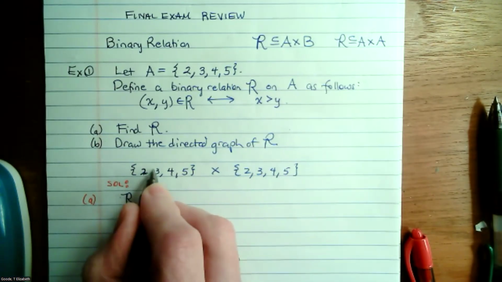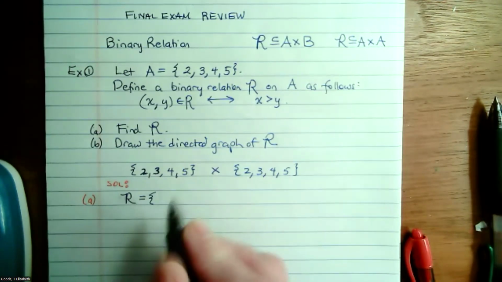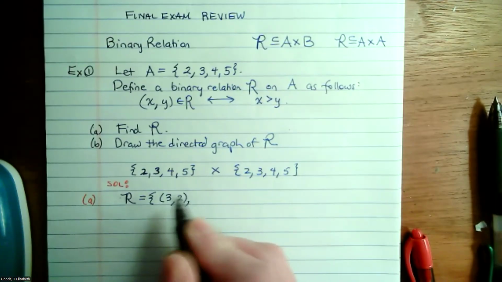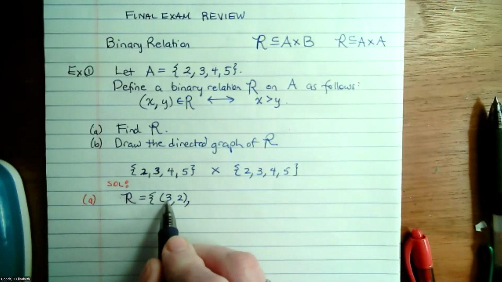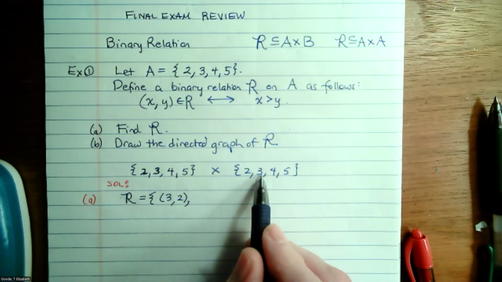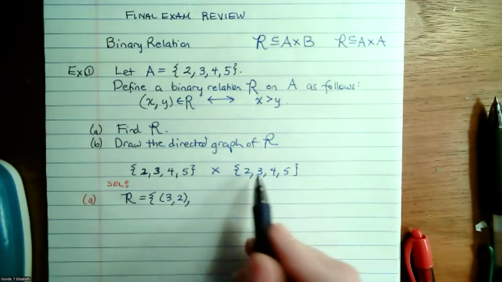How about 3? Could we build an ordered pair with 3? With two. All right, 3 comma 2. Good. Can 3 be the first coordinate for any other ordered pair? Is 3 bigger than anything other than 2? Nope.